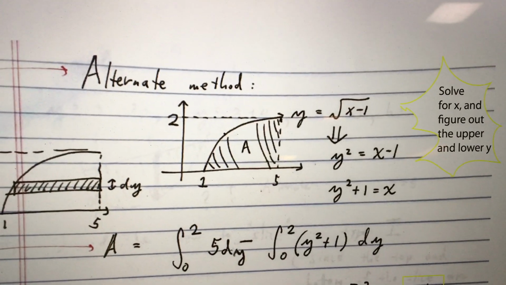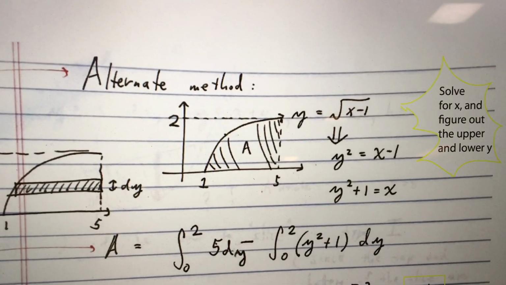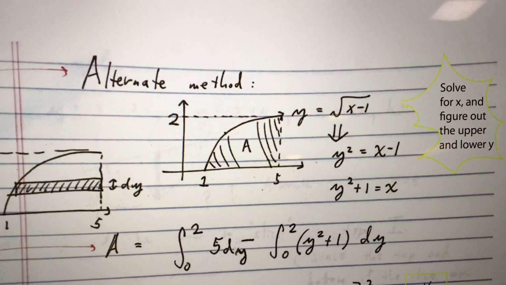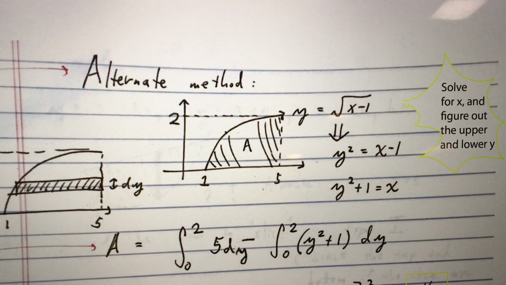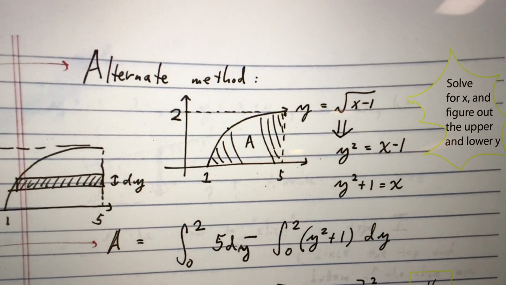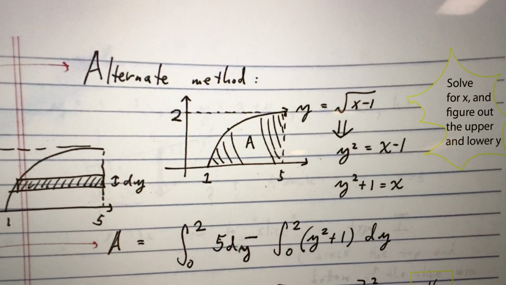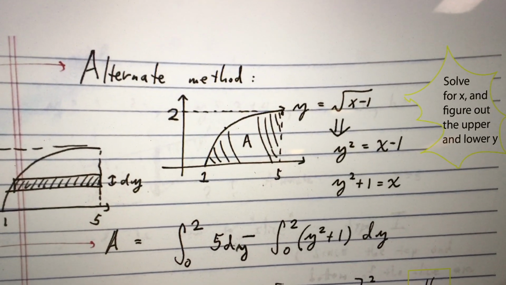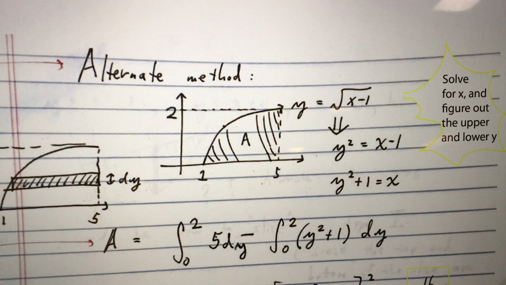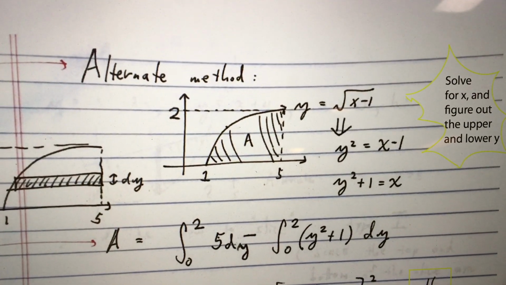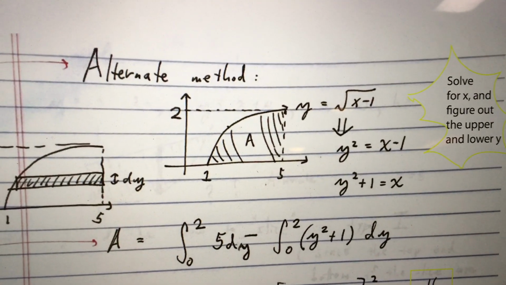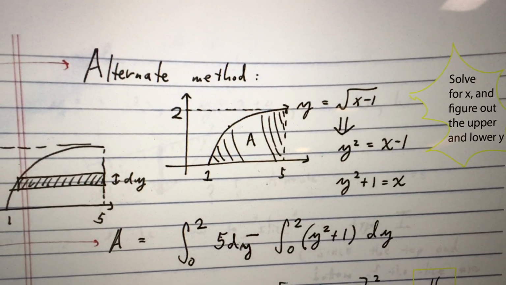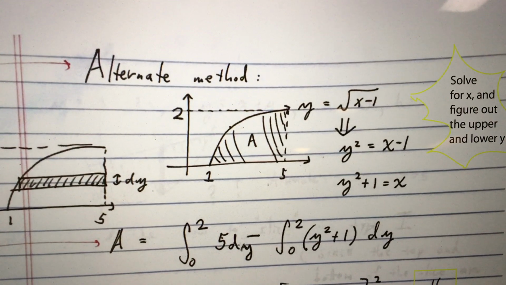But now, first thing we're going to do is solve for x, and by that I mean solve the curve equation for x. So I have to square both sides and then add 1, and I get x is equal to y squared plus 1. That's the same curve, just solved for x. I notice it is the top half of the curve, and that comes from the fact that it's y equals the positive square root to begin with.